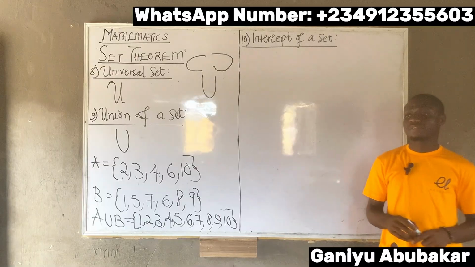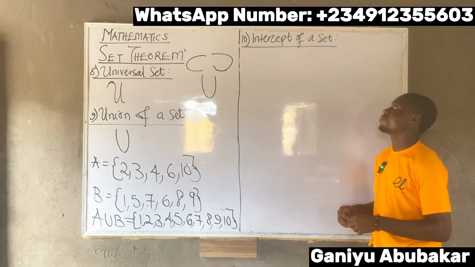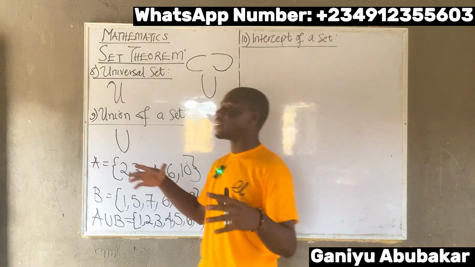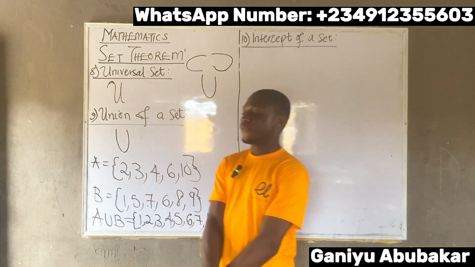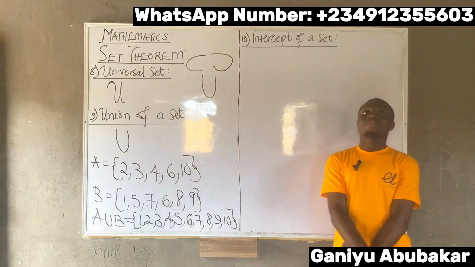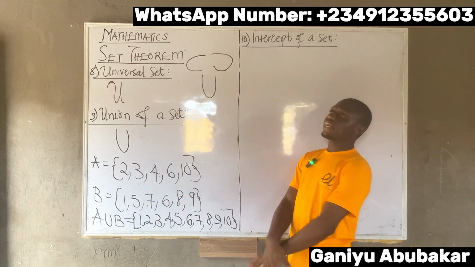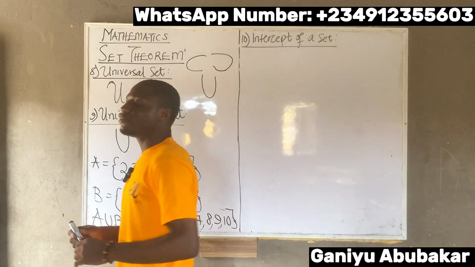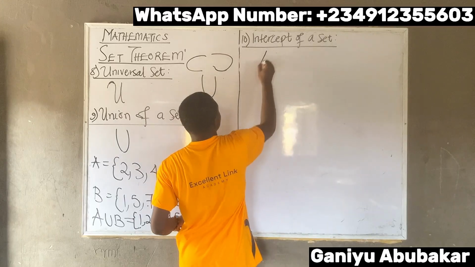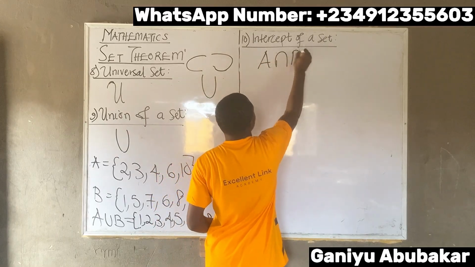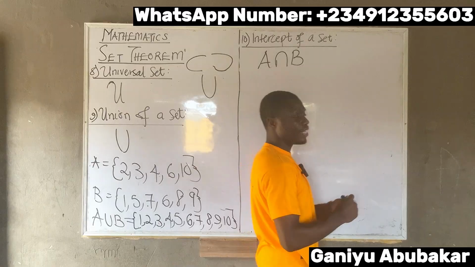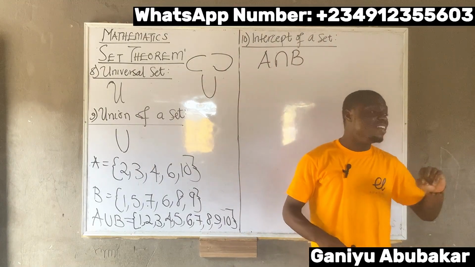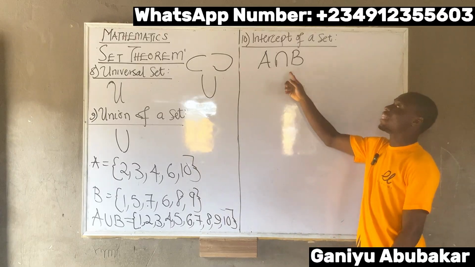Intersection of a set. Given a set A and B, their intersection is written as A intersection B. Given a set A and B, their intersection is written as A intersection B.